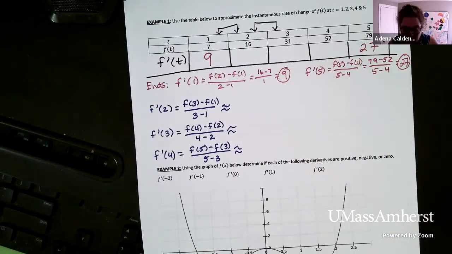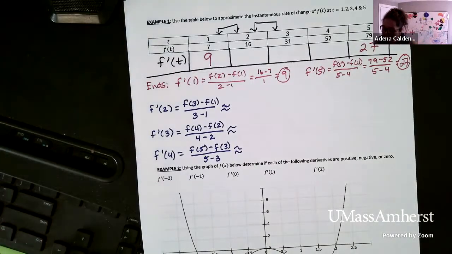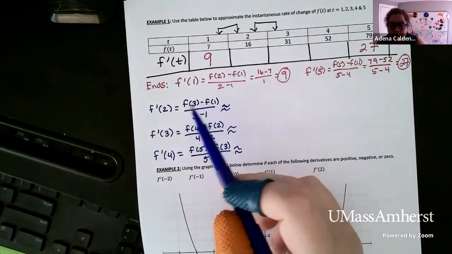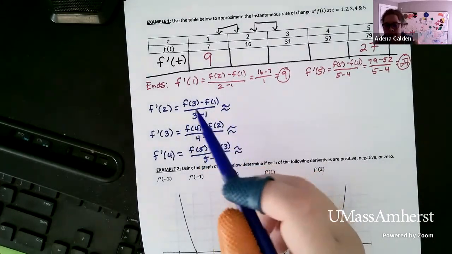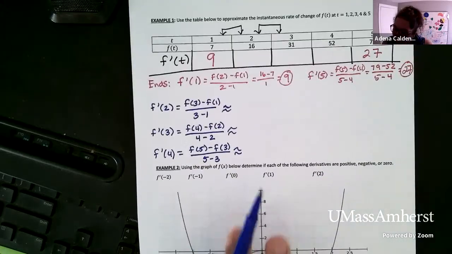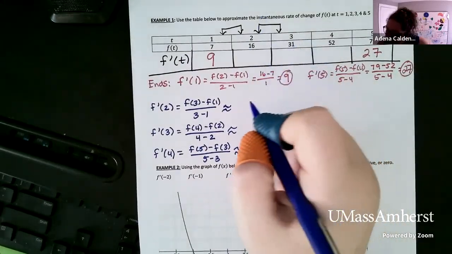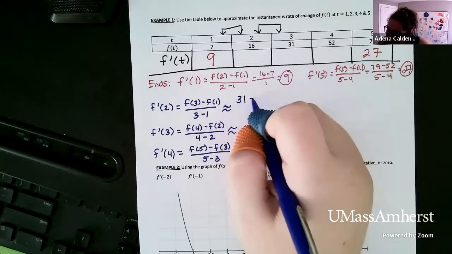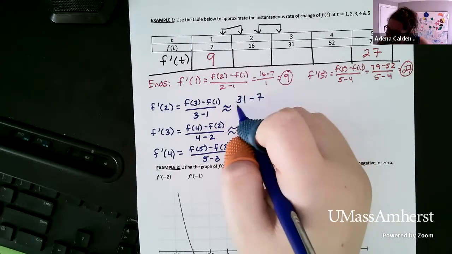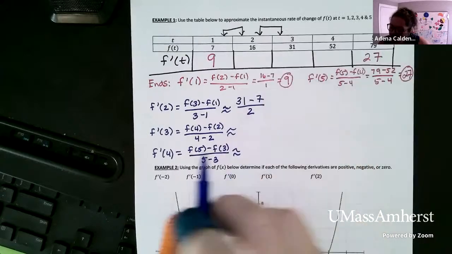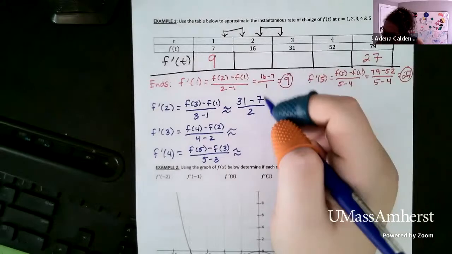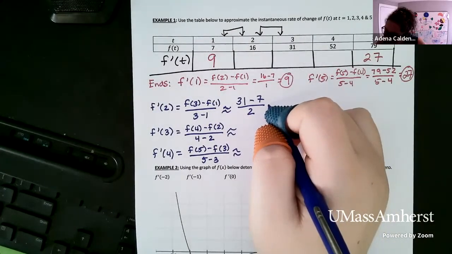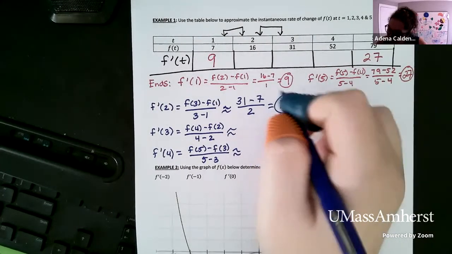Now, when we're in the middle, we do have a point to the left and the right, but as I mentioned, we could do the calculation by using the 2 points around it. This is the same as if you were to do the left and then the right and then average them together. It does it all in one calculation. So here, f of 3 is 31, f of 1 is 7, divided by 3 minus 1. 3 minus 1 is 2. So here, when we do this, we get 24 divided by 2, which is going to give us 12.